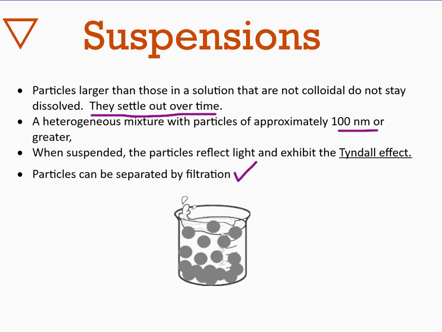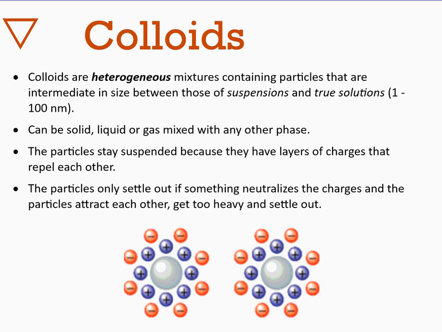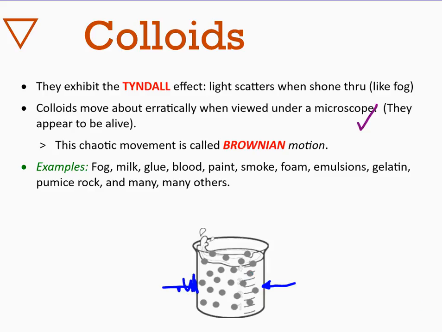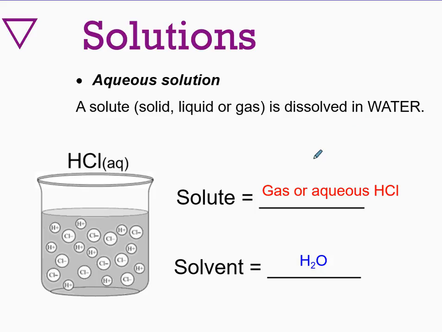So if you look at the three slides, the particle comparisons: very small particles in a true solution, larger particles in a colloidal suspension, and then very large particles in a suspension. So this is just an example of a solution. This is hydrochloric acid dissolved in water. It could have gotten there by hydrogen chloride gas being pumped in through a tube, or aqueous hydrochloric acid could have been dumped in. Either way, the solute is the hydrochloric acid and the solvent is water.